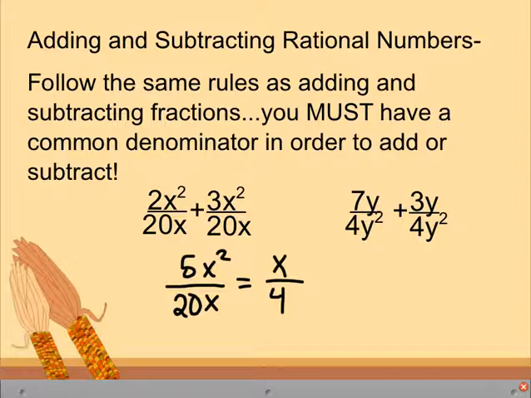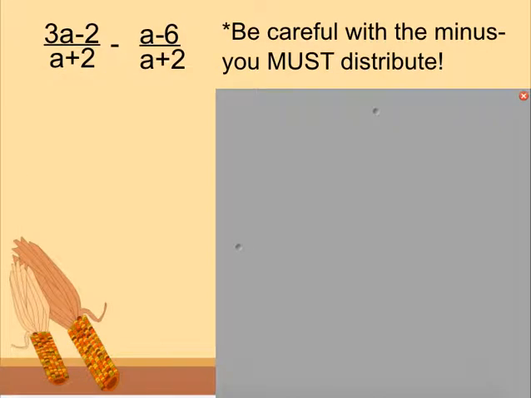In the second one, similar thing is going to happen. We get 10y because those are like terms. And because we have common denominators, we were able to add, and we have 4y squared on the new denominator. And we can simplify that to 5 over 2y. Okay, so simply get those common denominators and add or subtract.